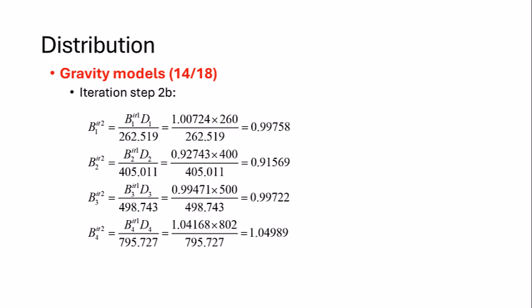Now, in step 2b, we update the Bj factors again. This ensures that the column totals match the targets while keeping the row totals consistent. Essentially, the model is alternating between fixing the rows and fixing the columns until both are satisfied.